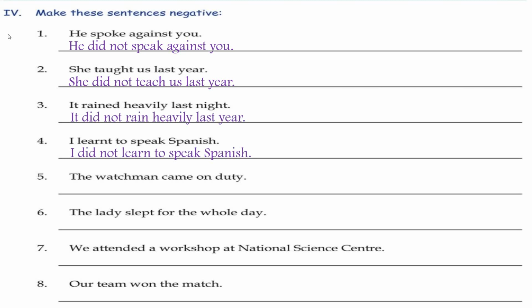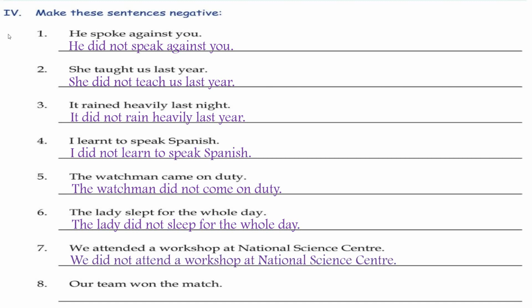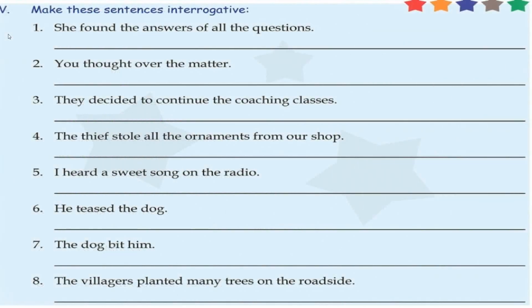The watchman came on duty. The watchman didn't come on duty. The lady slept for the whole day. The lady did not sleep for the whole day. We attended a workshop at National Science Center. We didn't attend a workshop at National Science Center. And the last one is our team won the match. So won will change into win. So our team didn't win the match.